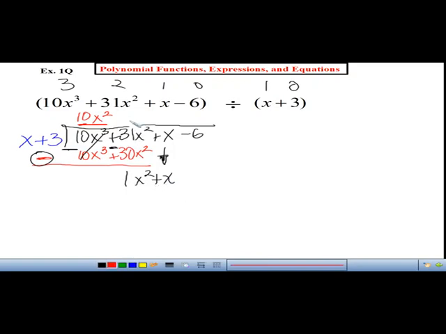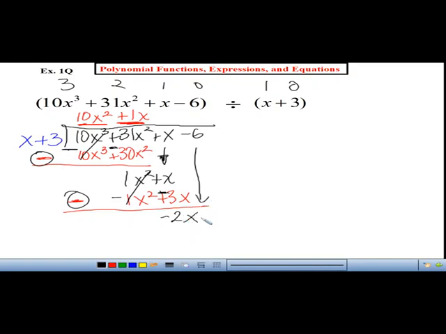All right, this is our new dividend. So what does that mean, Mr. Q? We start the process again. What number times x gives me 1x squared? Oh, positive 1x, Mr. Q. 1x times x, that's 1x squared. 1x times 3, that's positive 3x. We're going to subtract. What does this mean? That it changes these to their opposite. This cancels. We have x minus 3x. That leaves us with negative 2x. And we bring down the last term, which is negative 6. And this is our new dividend.